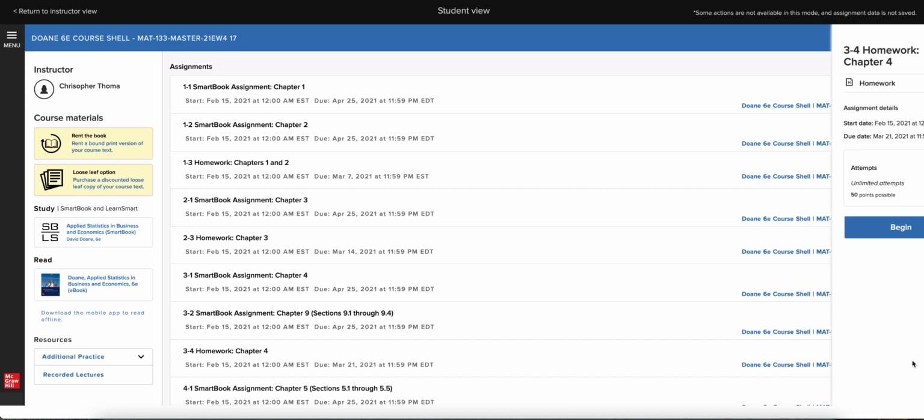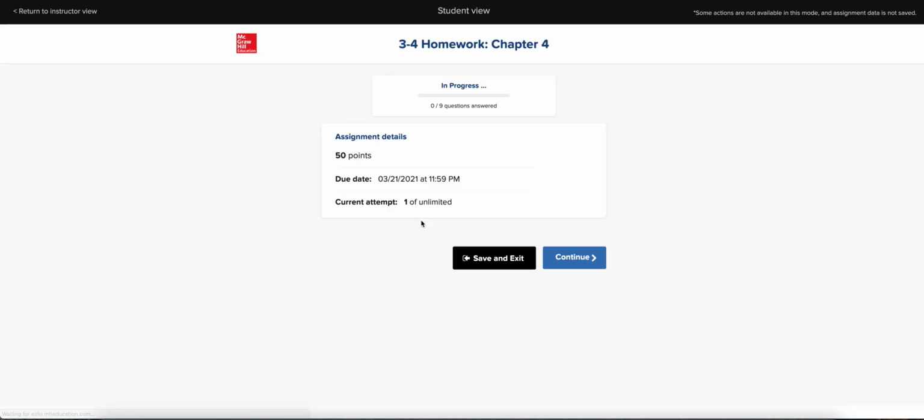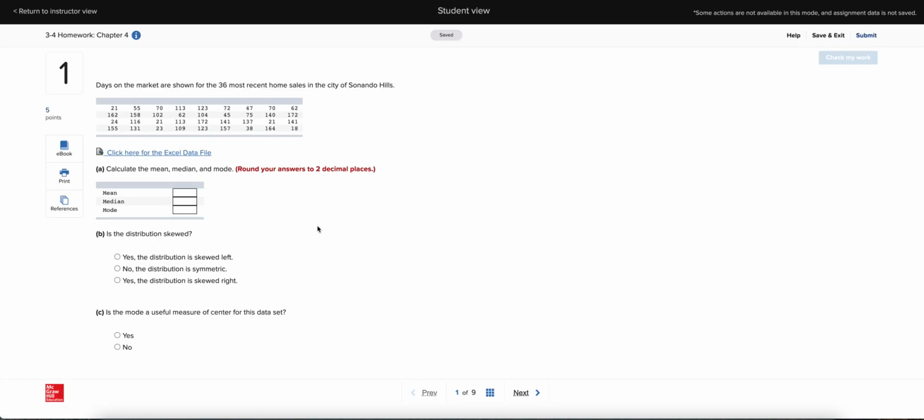So I'm going to do the homework. Nine questions. All right, so here is a data set where I want you to find the mean, median, and mode. So in the announcement, I discussed what these things are. To do them by hand, you would have to add them all up and divide by how many there are to find the mean. Median, you'd have to put them in order and figure out what the middle is. And mode is the number that repeats the most.